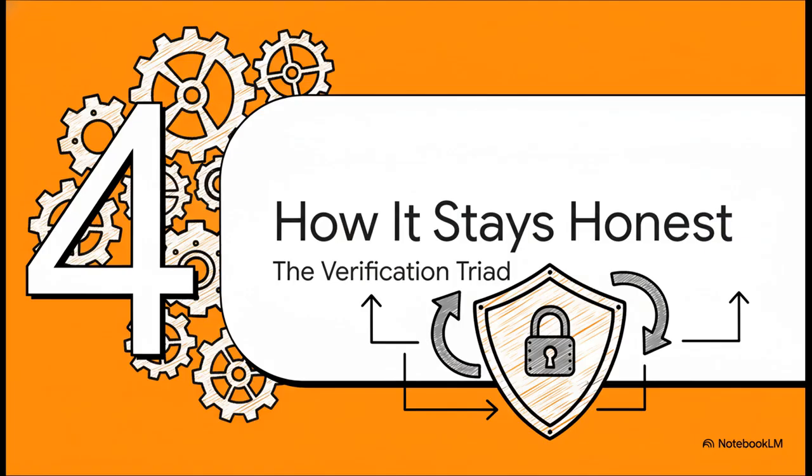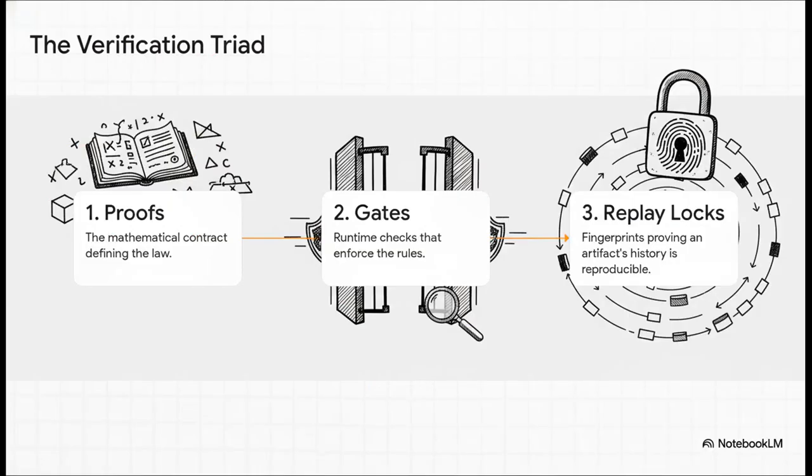So, okay, we've got this perfect, mathematically proven law at the center of everything. But how does the system actually enforce it day to day and make sure it stays honest? It uses something called the Verification Triad. It's a three-pronged approach to keeping everything honest. First, you have the proofs. That's the mathematical contract, the Constitution we just saw. Then you have the gates. Think of these like the police, constantly running checks to make sure no laws are being broken. And finally, you have replay locks, which are like cryptographic fingerprints of an item's entire history, proving it was created exactly according to the rules.